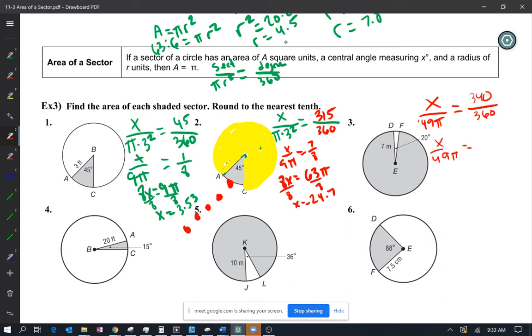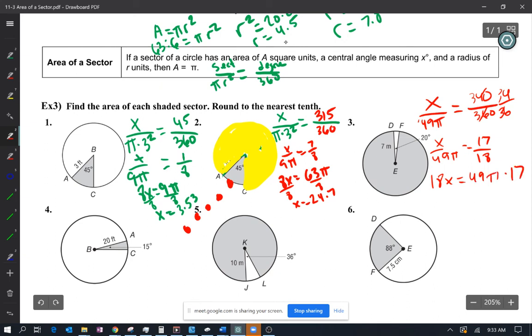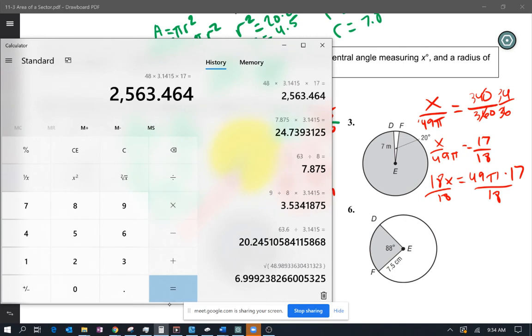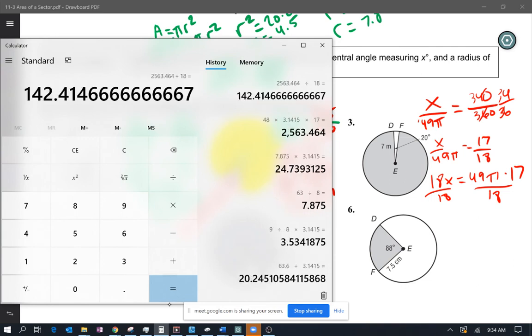That's really 34 over 36, and that's 17 over 18, I believe. Yeah, it is. So you get 18x equals 49 pi times 17. Divide both sides by 18. So that's 49 times pi times 17 divided by 18. Round to the nearest tenth: 142.4. So x is 142.4.